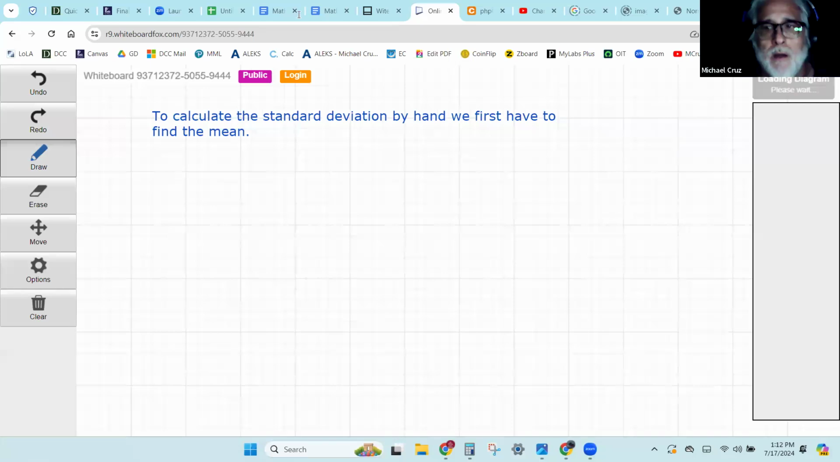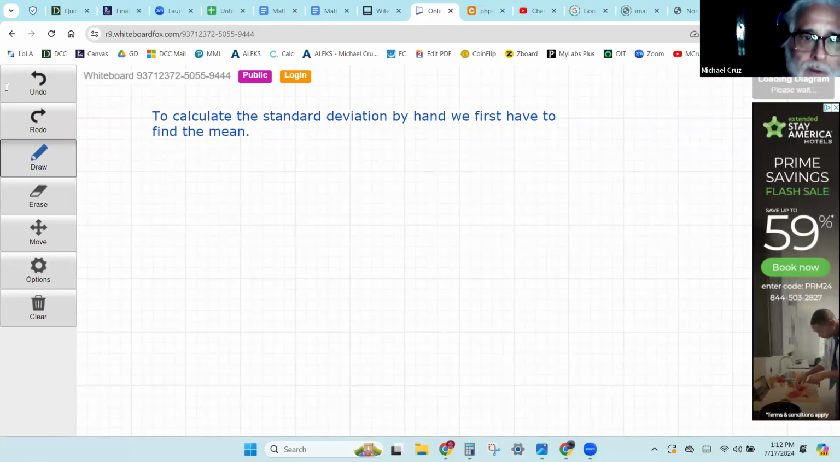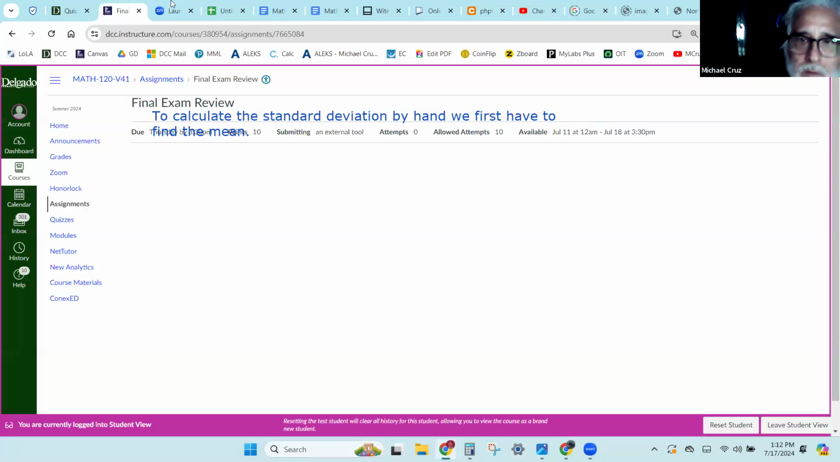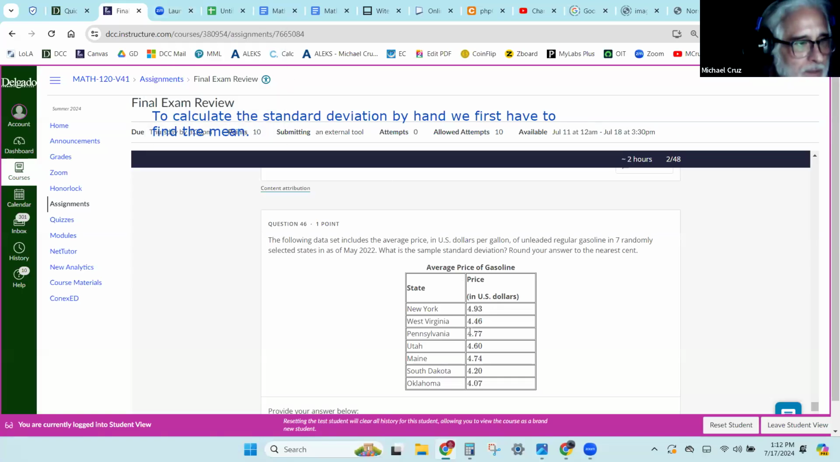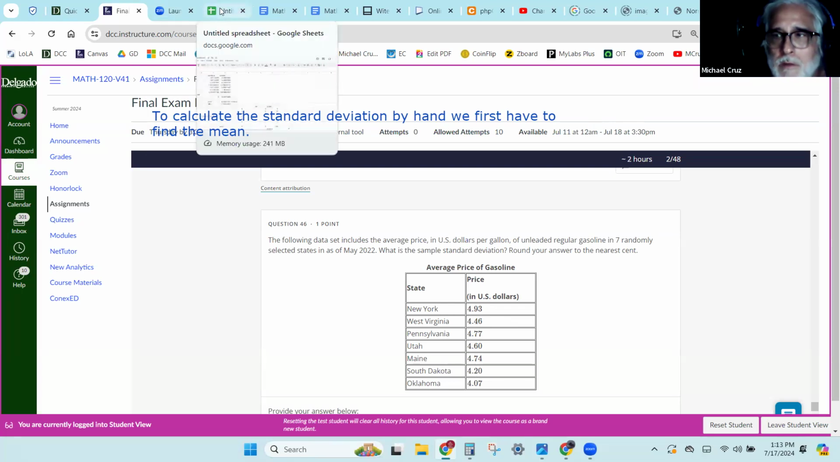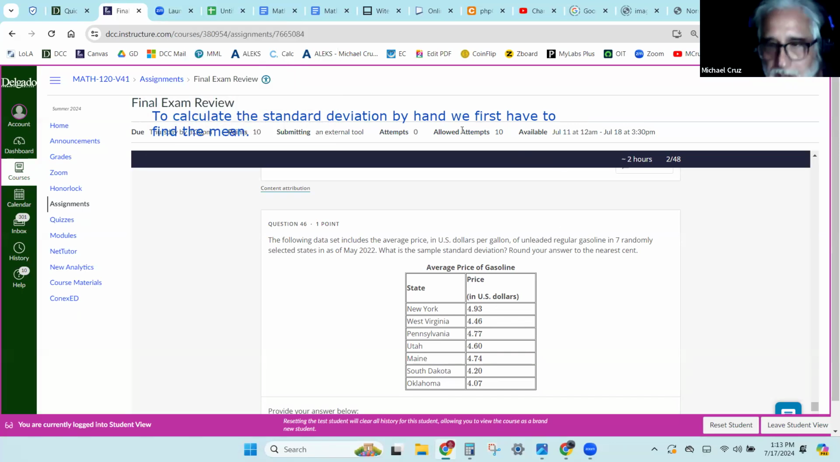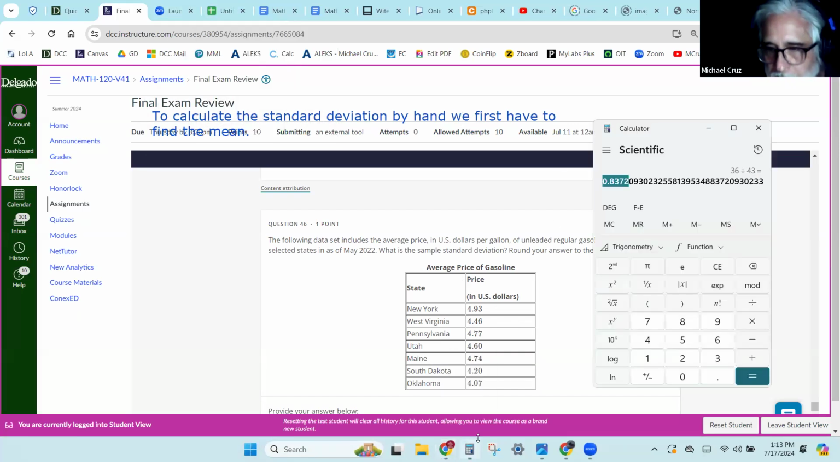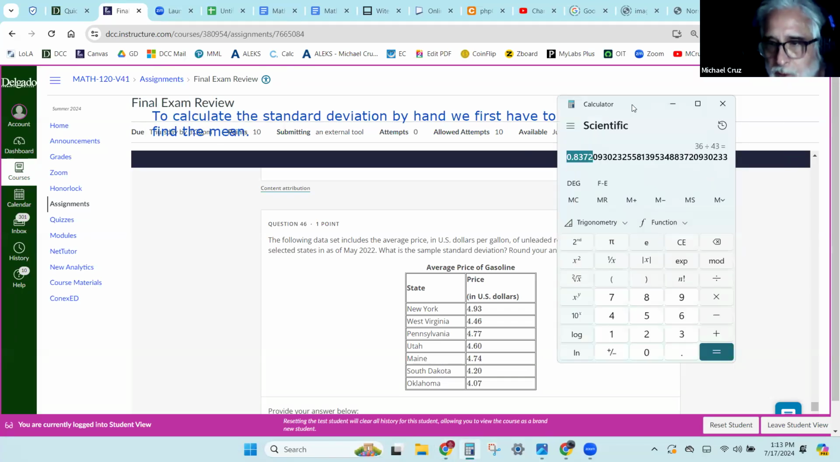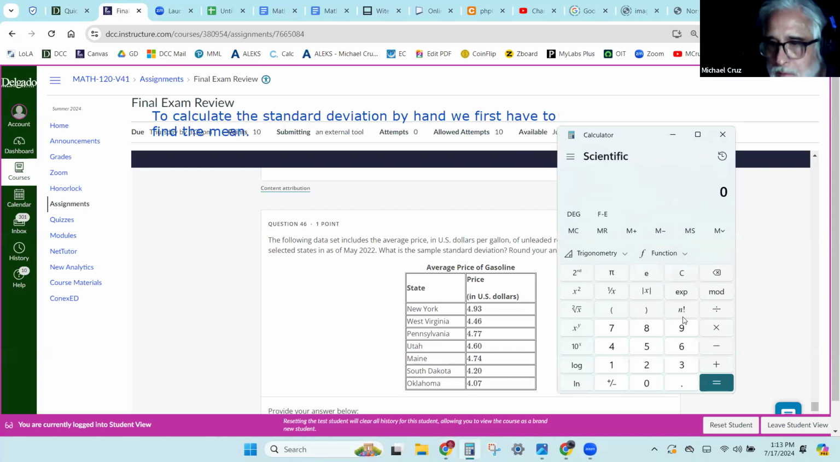So now let's get back over to our problem. All right, so these are the values we've got to find the mean for. I'm going to do it 2 ways, just to double check. I'm going to do it with a calculator, and just for brevity's sake, I'm also going to take advantage of a spreadsheet. So we're just going to add all of these up.